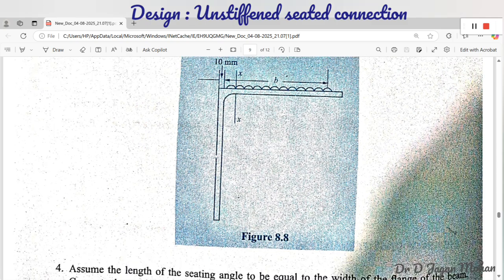So this is the seat angle. Whatever the diameter of the bolts we are considering to connect this leg to the column, the same diameter bolt should be used for the cleat angle also. That is the cleat angle coming on the top of the beam, connecting the top flange of the beam to the flange of the column.